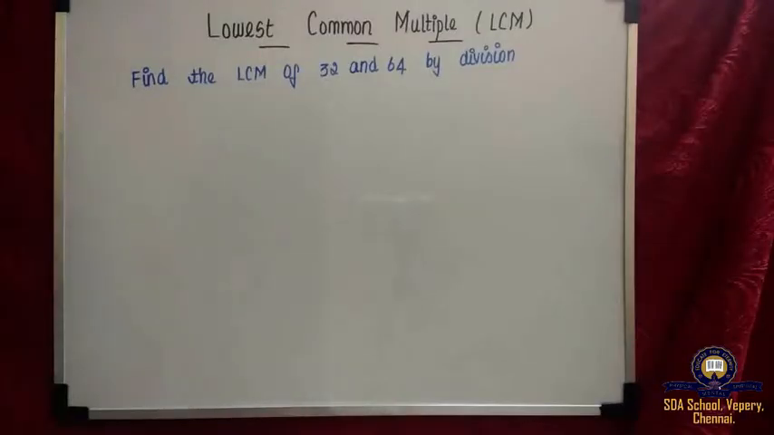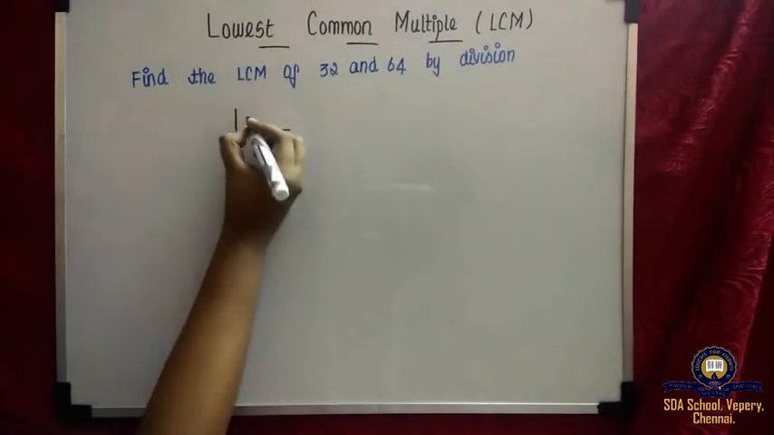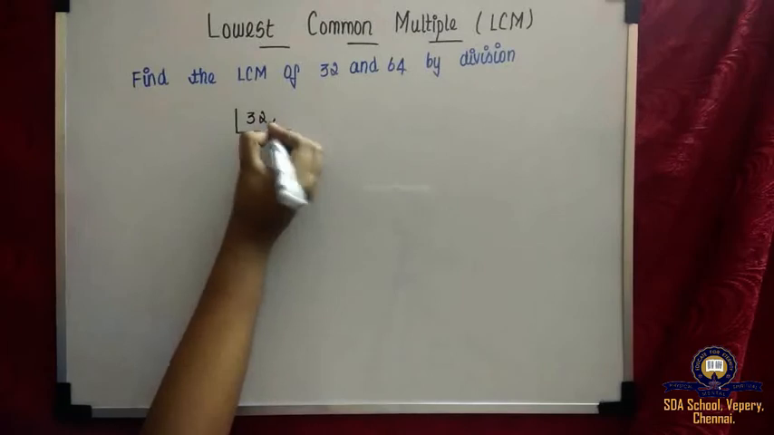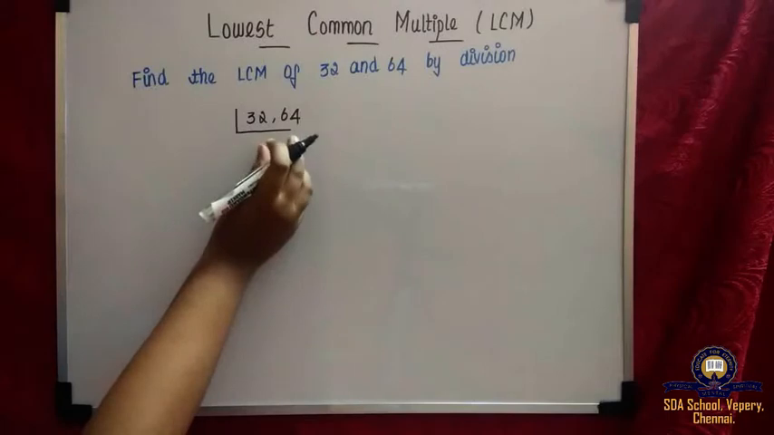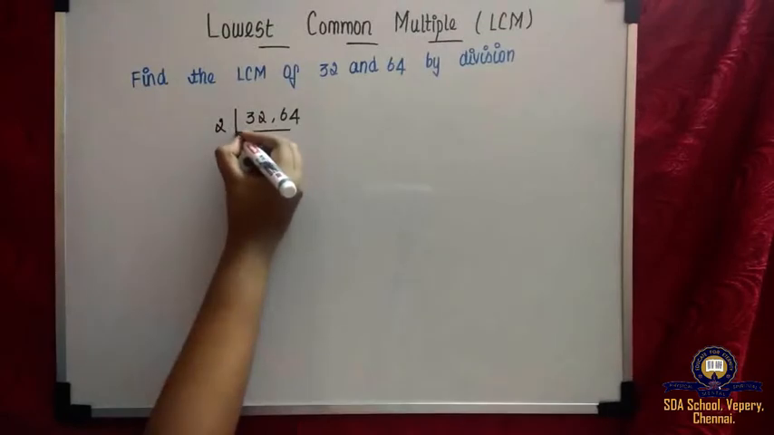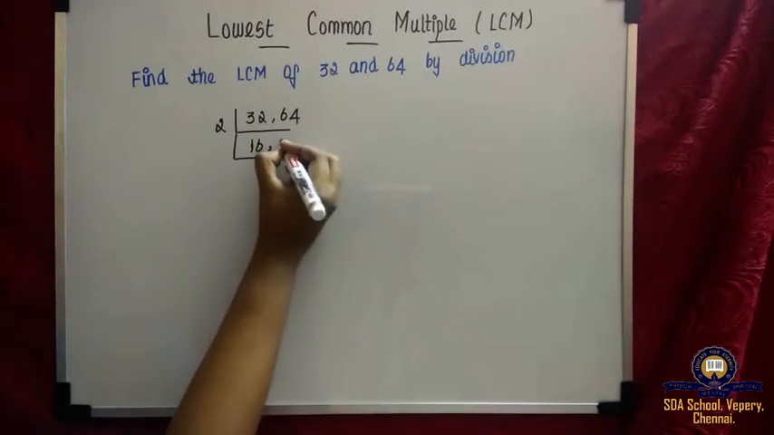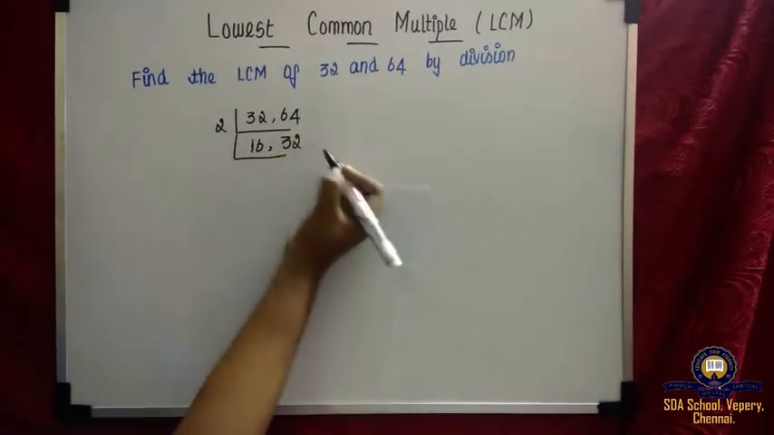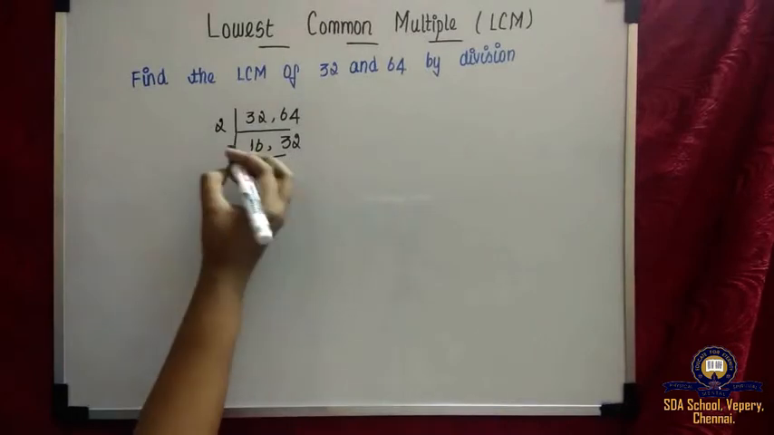Find the LCM of 32 and 64 by division. For division, you have to write like this: 32, comma 64. And you have to find the common factors of 32 and 64. The common factor will be 2, right? 2 16s are 32. 2 32s are 64. Next, the common factor of 16 and 32 will be 2 again.